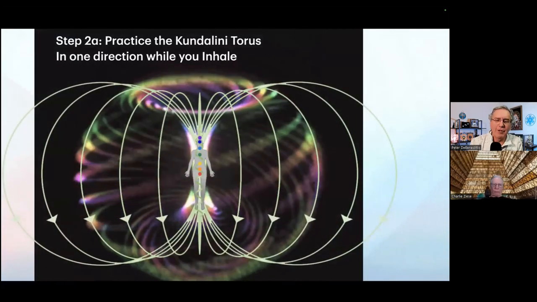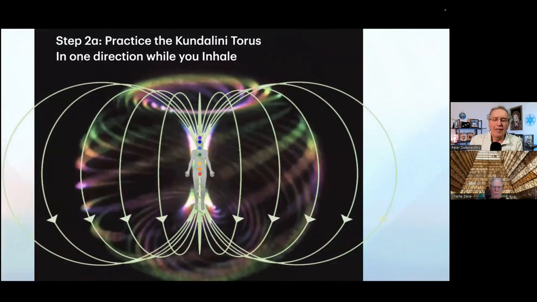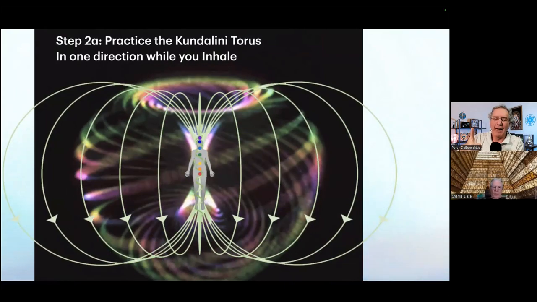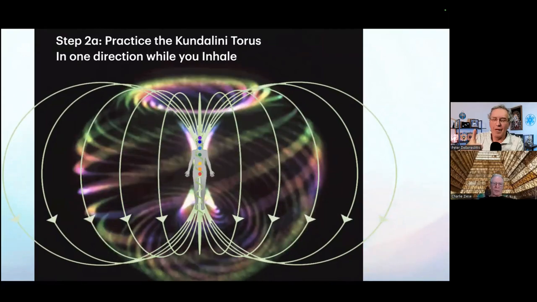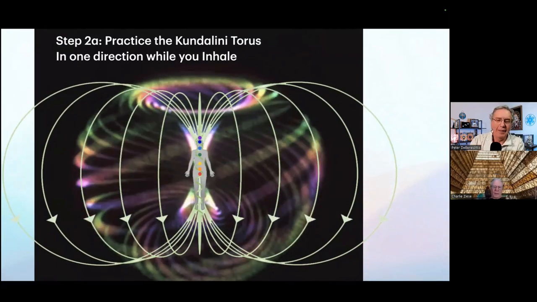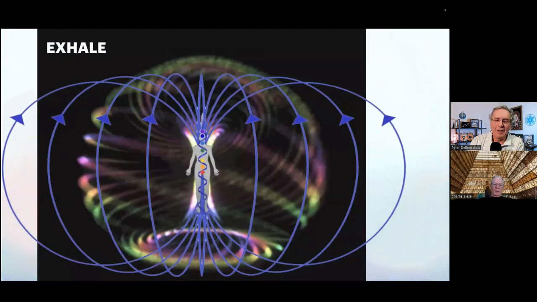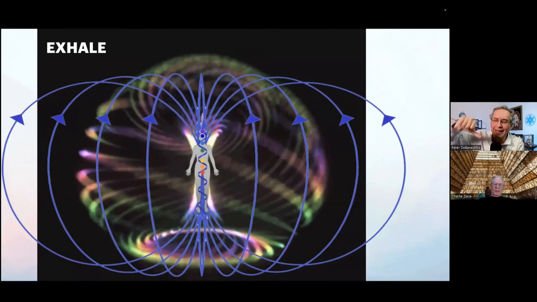So now step 2A, practice the kundalini in one direction while you inhale. Right hand rule going up. That's the direction of the spin. So you practice this. And again, you can practice this on your in-breath, so you're good at it. Then step 2B, you practice it in the other direction. So on your exhale, you imagine it going down through you.